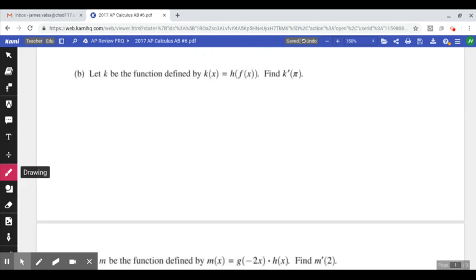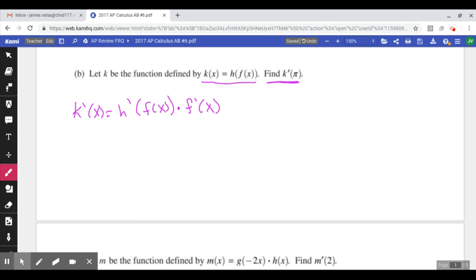In part B, we have k being a function defined by k of x is equal to h of f of x. Here we have a composition of functions. If we're going to have to find the derivative here, we're going to need to use the chain rule. And it does say find the derivative of k when x is pi, or find k prime at pi. To do this, we first need to write an expression for the derivative of k. So we'll take the derivative of the outer function and keep the inner function the same, and this is the chain rule here, times the derivative of the inner function.